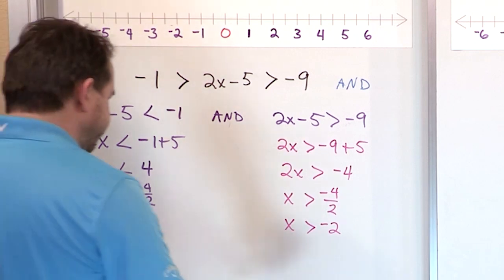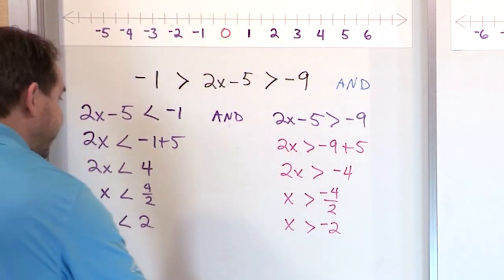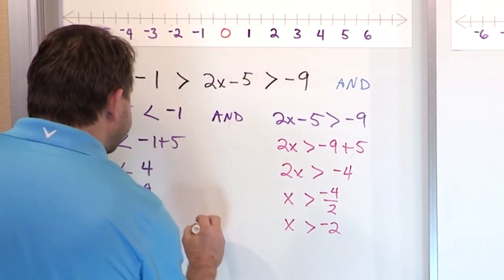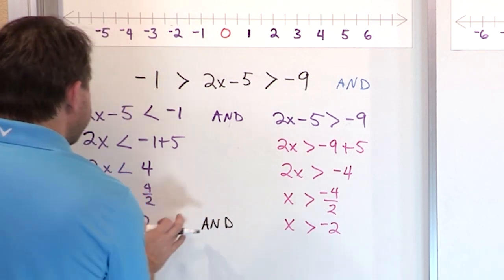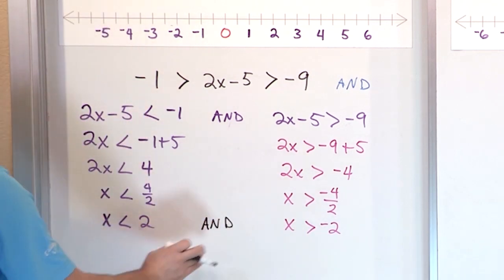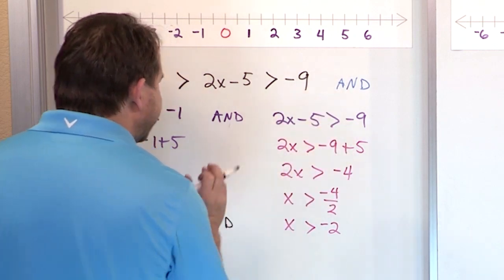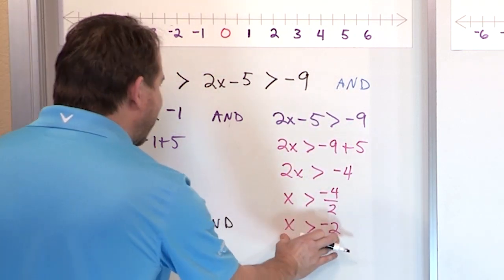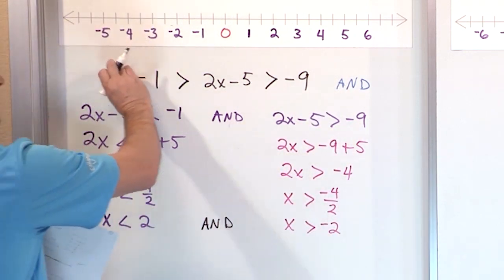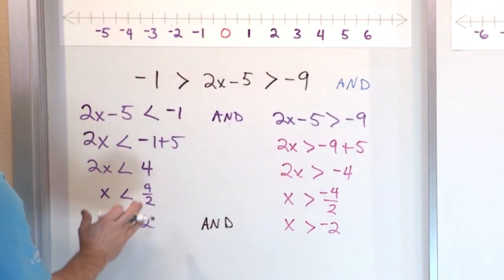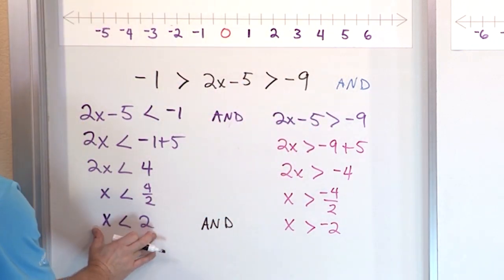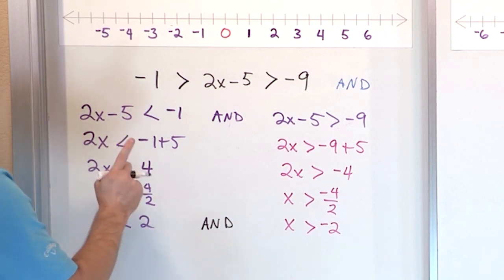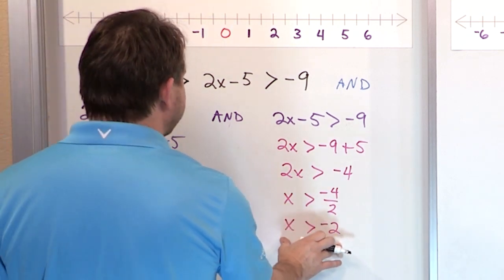So ultimately, we have now, and this is very important for you to realize, that both of these inequalities, this one that we solved from this one, and this guy here that we got by solving the other one, are joined together with an and. That means the solution set for this original inequality has to satisfy this one, x less than 2, and also this one, x greater than -2.